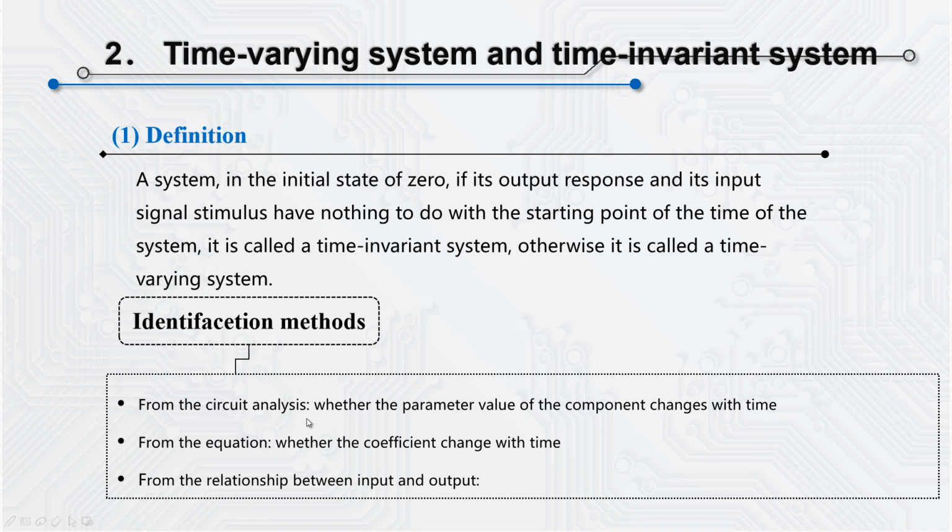From the circuit analysis, whether the parameter value of the component changes with time determines whether the system is time-varying or time-invariant. In general, the parameter of components of a time-invariant system does not change with time. From the equation, we can differentiate according to whether its coefficient changes with time. In general, for a time-invariant system, the coefficient of its equation is a constant. We can also differentiate the two from the input and output relationship.